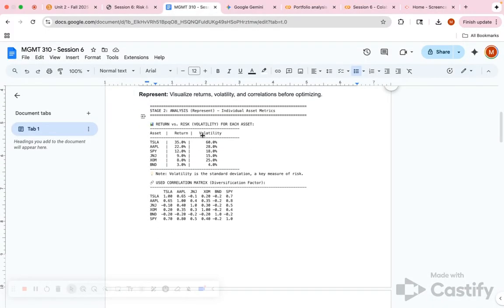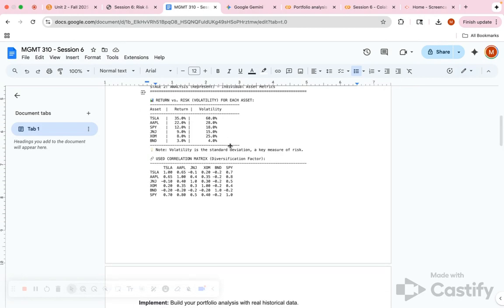So we talked about correlation. Now let's look at the risk versus return. Tesla gives you a 35% return, which is the highest of them, but the volatility is also the highest. So it's not a sure thing, and you could lose money. Then it just goes down the line. Apple 22%, but 28% volatility. It goes all the way down the line.